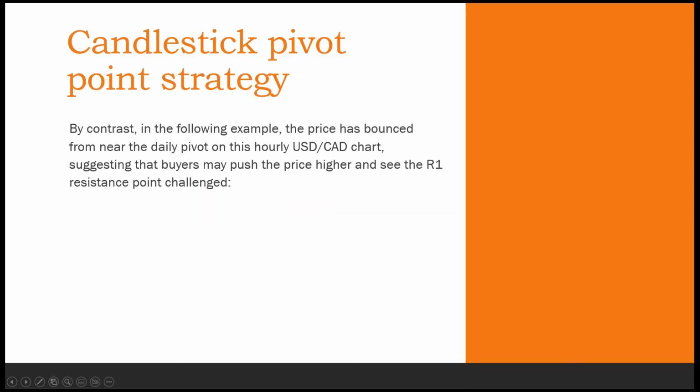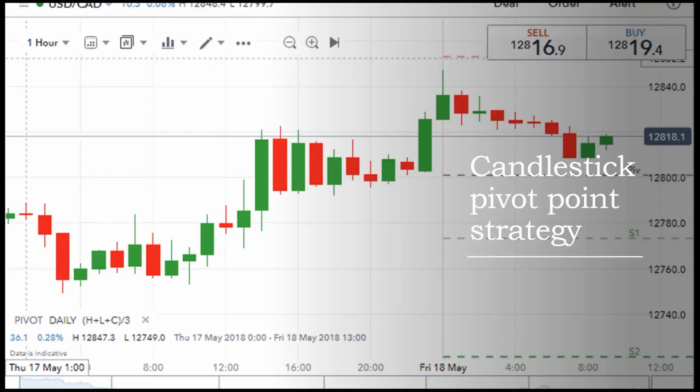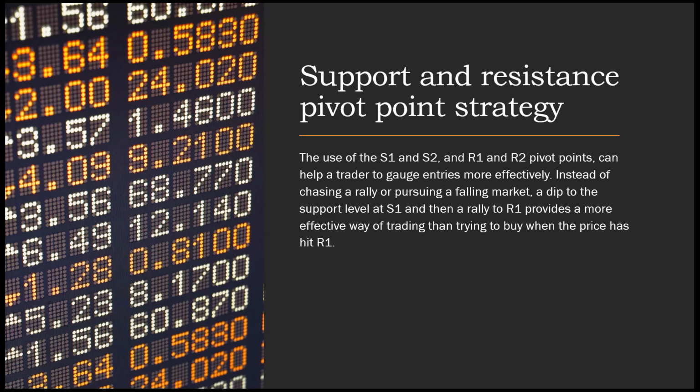By contrast, in the following example, the prices bounced from near the pivot point, the daily pivot point, on the hourly USD CAD chart, suggesting that buyers may push the price higher. So again, we can see it right here and see the reaction. The use of the S1 and the S2 and the R1 and the R2 pivot points can help traders gauge entries more effectively. Instead of chasing a falling market, a dip to the support level at S1 and then a rally to R1 provides a more effective way of trading than trying to buy when the price has hit R1.